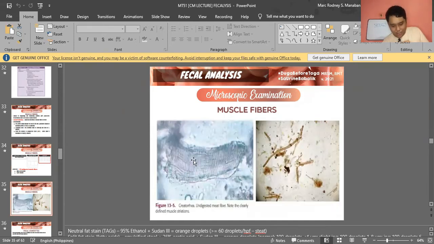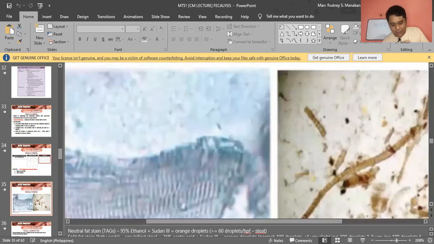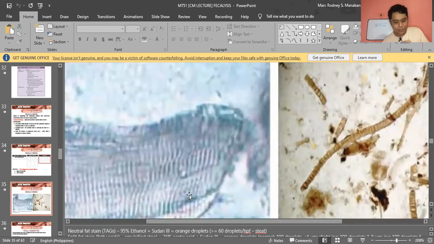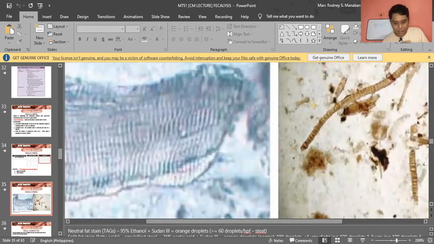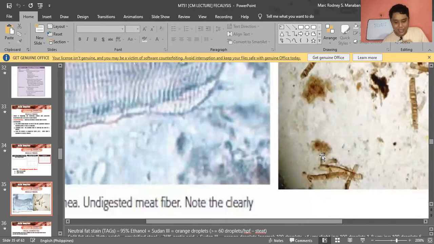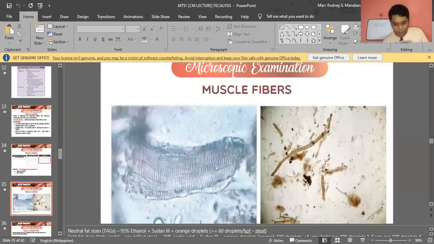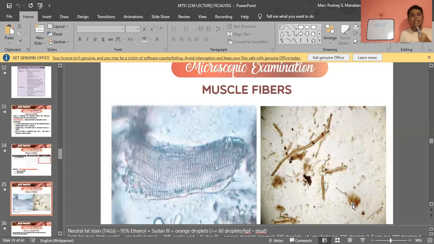As you can see, the striations are visible in all directions, right? Both vertical and horizontal. And then here, as you can see, large muscle fibers. Again, that's the undigested. Those are what we count, okay? And if greater than 10 per HPF are seen, then that's indicative of creatorrhea.